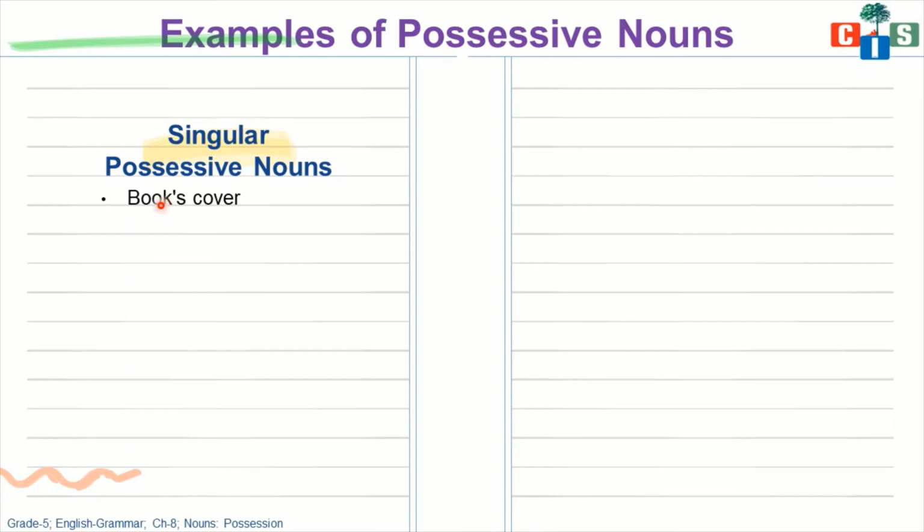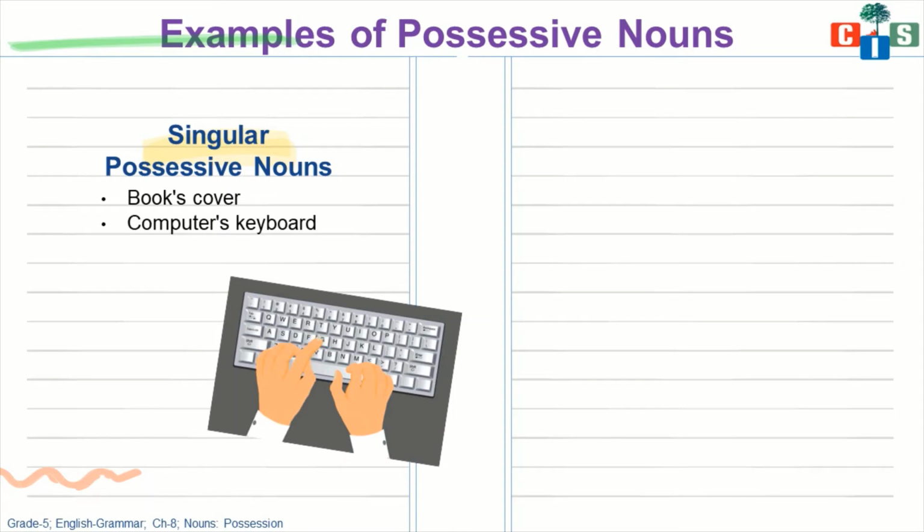So when I am talking about this book's cover, how will I say it? Book's, with an apostrophe and s. When I add an apostrophe and s, it means I am talking about this book's cover, right? But what is the main thing? Book is a singular noun and I added an apostrophe and s to this singular noun to make it a singular possessive noun. Okay, in the same way, let's see another example.